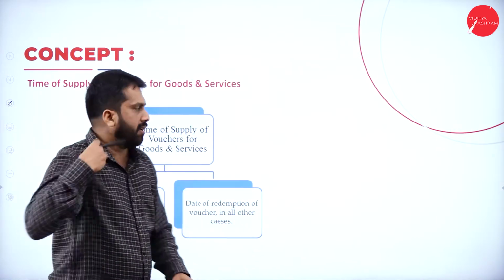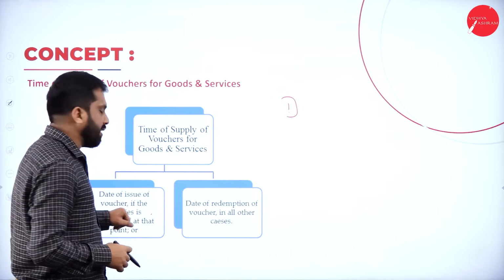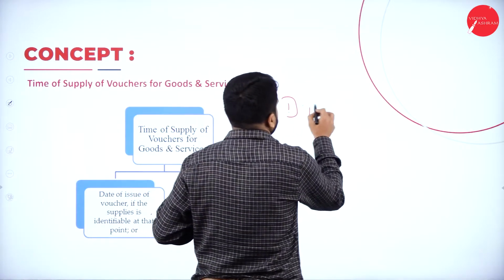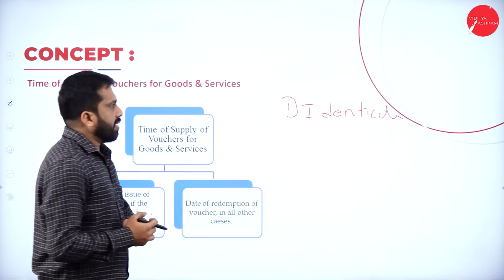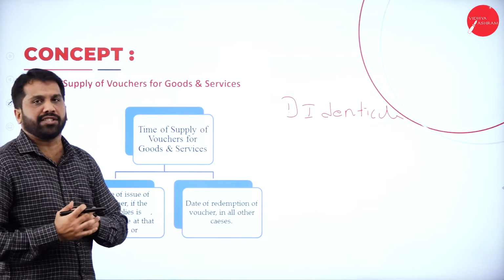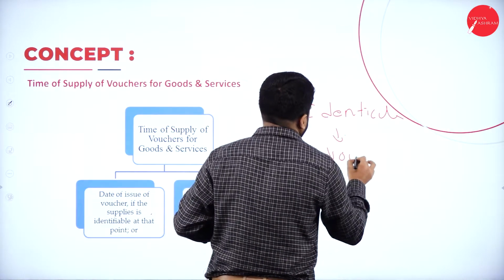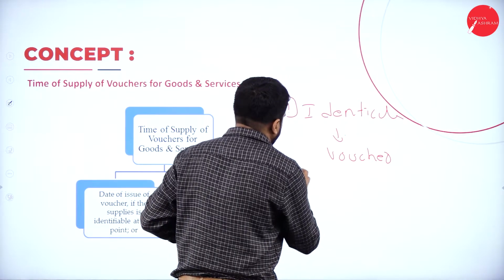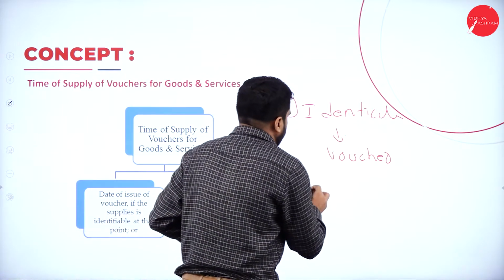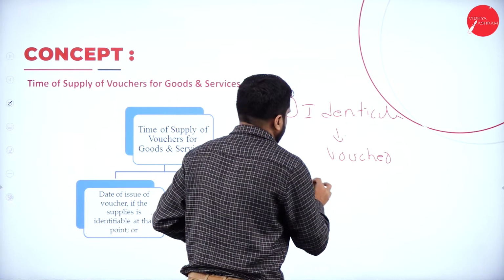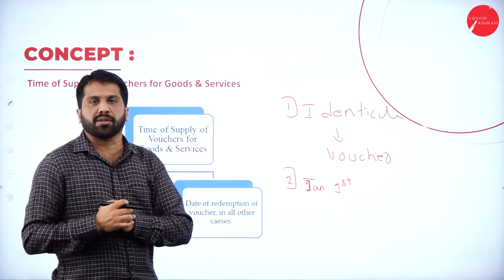Just assume example number 1, in case of identical. So first one, identical. What is identical? Just assume that first we'll go with voucher. Example number 1. Now, January 1st. Assume that January 1st, I am working in Vidhyaashram. I can take an example of Vidhyaashram only.